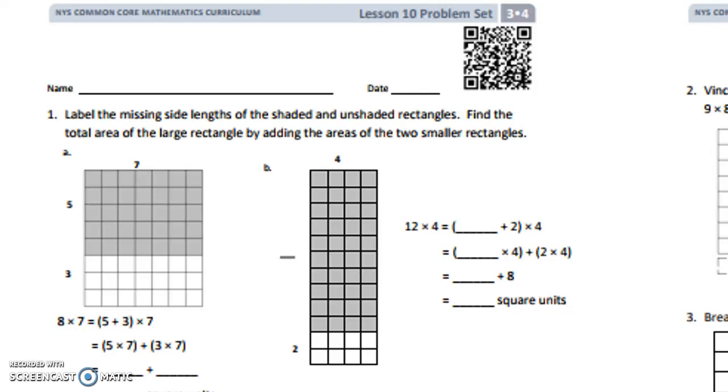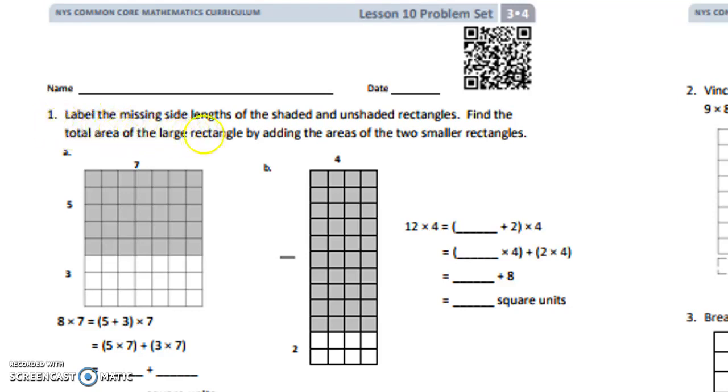Hi friends! Today in lesson 10 we're working on using the distributive property to find the total area of a large rectangle by adding two products together. So we're adding the answers to two problems together to get the big area. Okay, so let's follow directions here and see what we need to do.